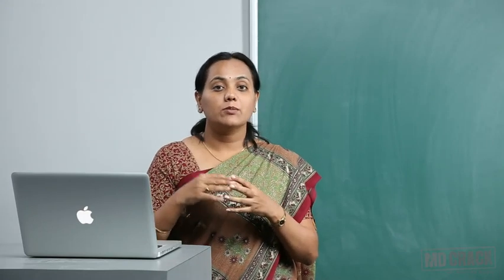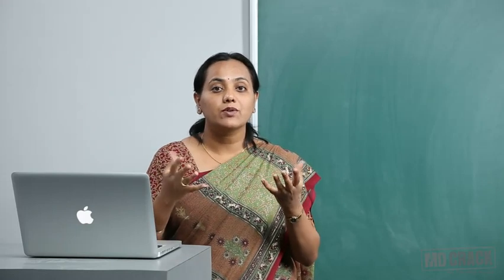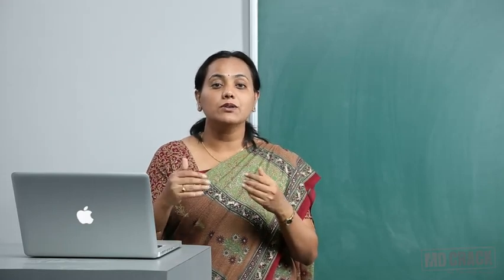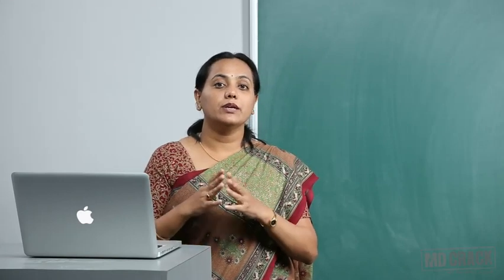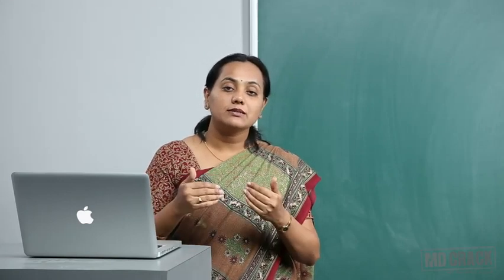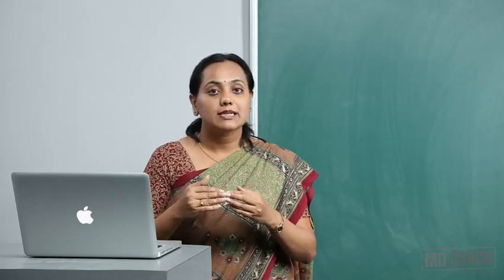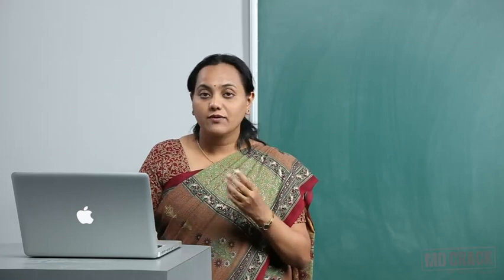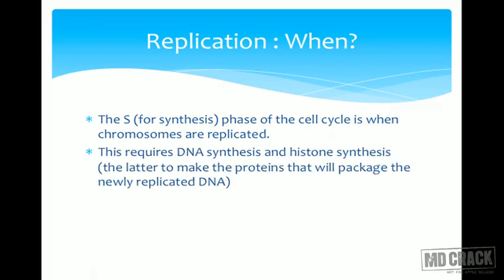So when should replication take place? It should ideally take place before mitosis, because at the time of mitosis the doubled genetic information should already be available to the cell. Only then will it go into mitosis. So when does this take place? It is known as the S phase of the cell cycle, or the synthetic phase. S for synthesis phase is when all the chromosomes are getting replicated.